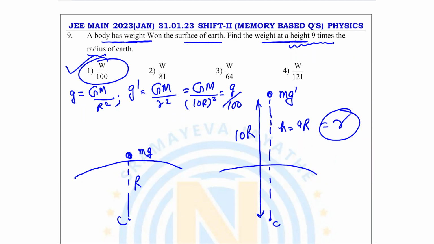You see, there is an option given W by 81. Some of the students may make a mistake, and instead of taking the distance as 10r, they may take the distance as 9r. In that case, they will get 81. So there is a probability of making mistake. So be careful. Answer is first option, W by 100.